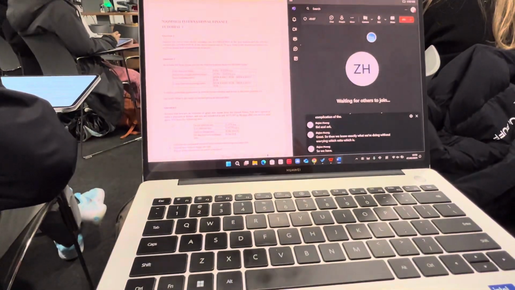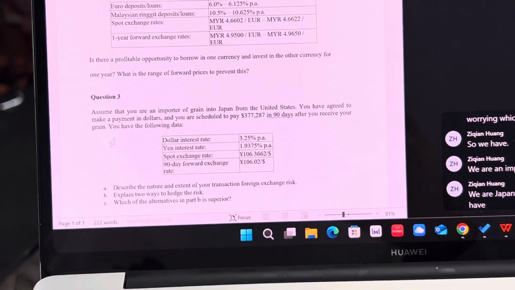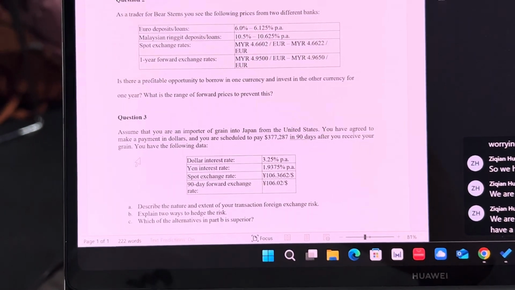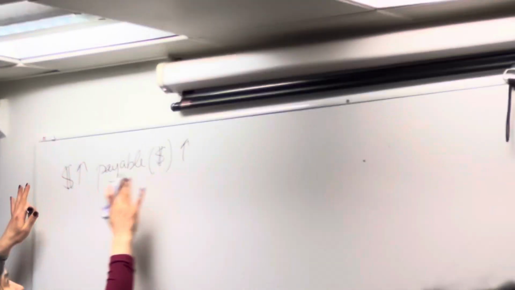So we are an importer. We are Japanese and we import something from the US. We have a payable in dollars, so a payable in foreign currency. If the dollar goes up, what happens to our payable, which is in dollars? Goes up or down? Yes, up. It always moves one for one, whatever this amount is. If this amount is a payable, that's bad for us because we have to pay more.